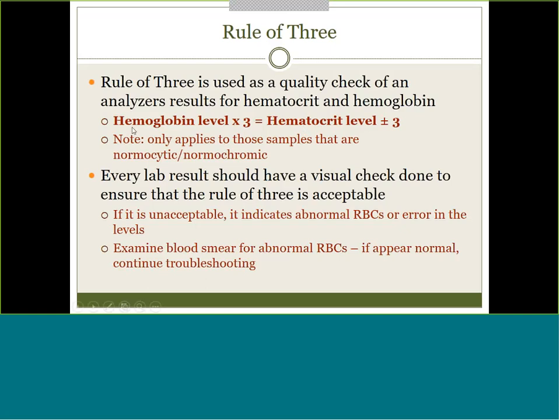So that's just a quick check. If I'm looking and I'm like, oh, this person has a hemoglobin of 8, should be roughly 24, give or take 3, and say it was 26, I'd be like, oh, we're good. It's a good quality check. We know that those results seem appropriate. So that is the rule of 3.